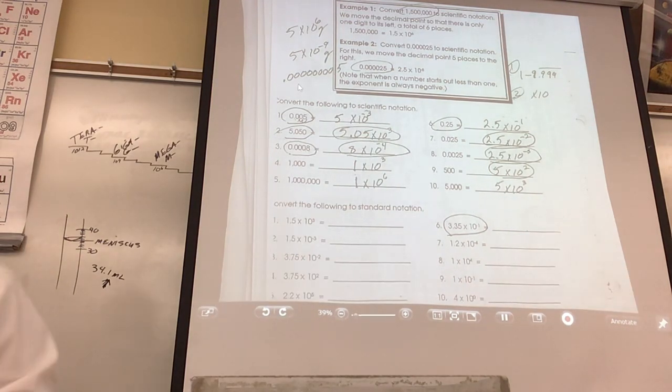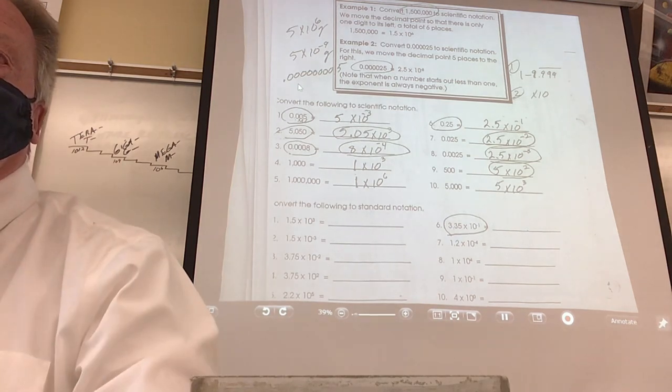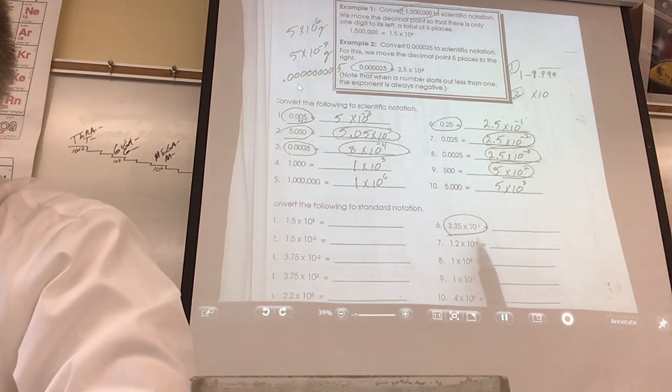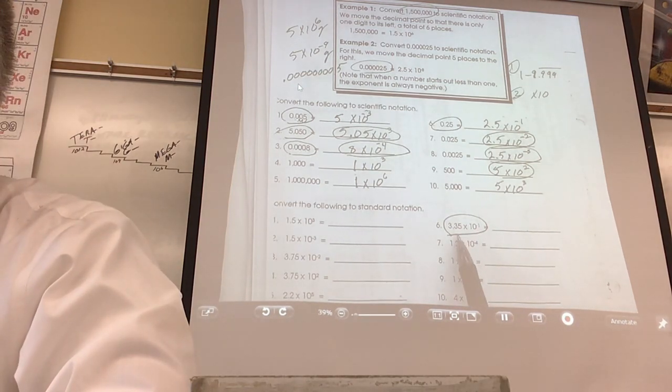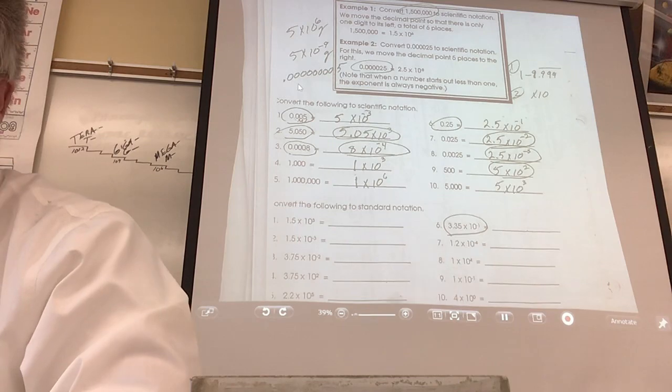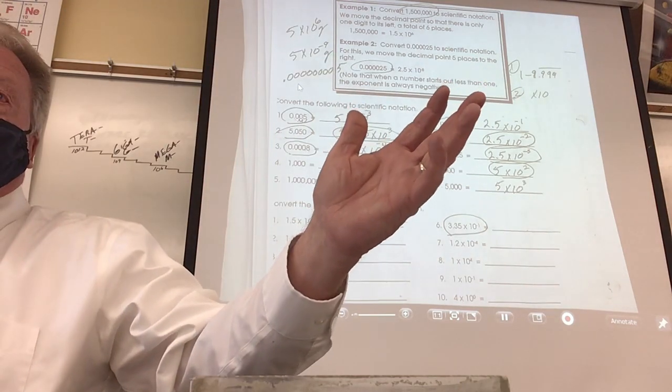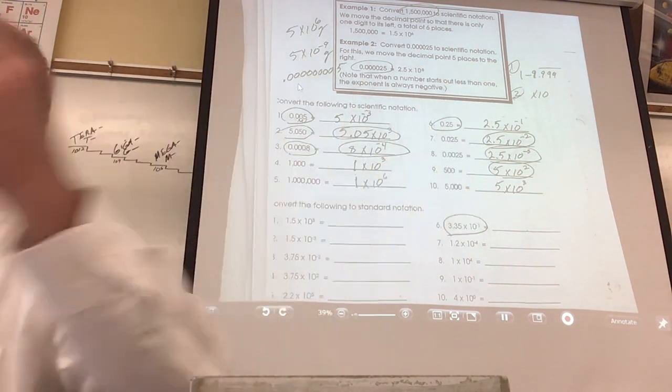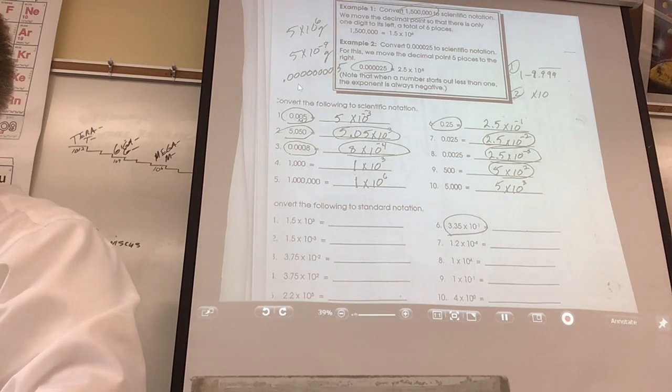No. Okay, ready? I'm not going to tell you left or right. Here's what I'm going to do. Move that decimal 1 place. But when you get done, what kind of number are you going to have? A decimal. So try it both ways. Move it both ways. One of them will give you a decimal. All right, everybody try that one.